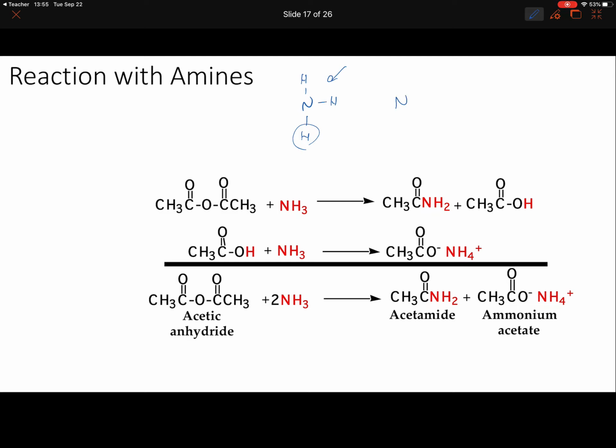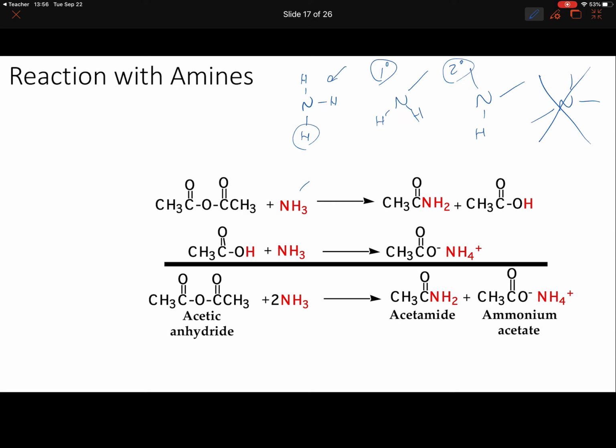In a primary amine, there's also plenty of hydrogens. In a secondary amine, there's still hydrogens that can do this. But in a tertiary amine, there's no hydrogens. And so tertiary amines can't react. So only ammonia and primary and secondary amines. Now, here you see ammonia. So there's two different reactions here that you can see what's happening.